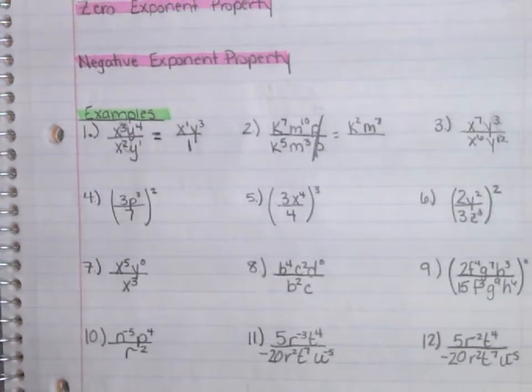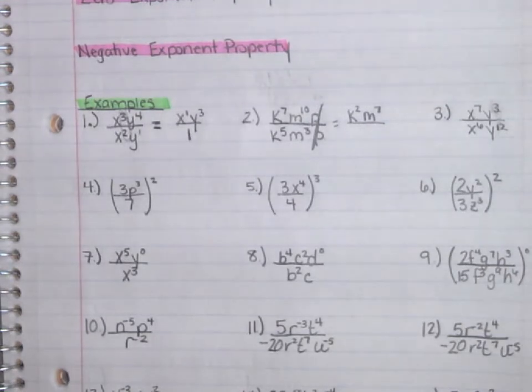Now try this one. Number 3, your answers are in different locations this time. So you have x to the 7th, y to the 3rd on top. I changed it. And then x to the 6th, y to the 12th on the bottom.